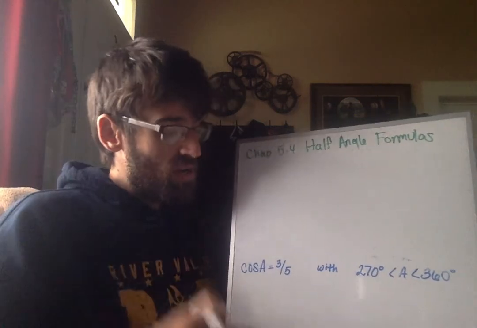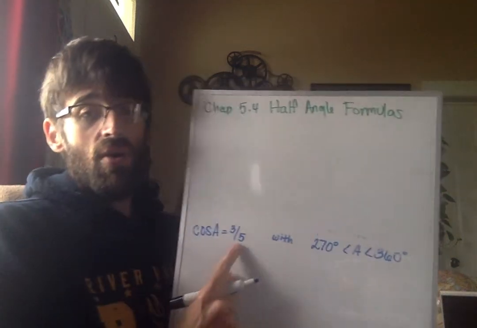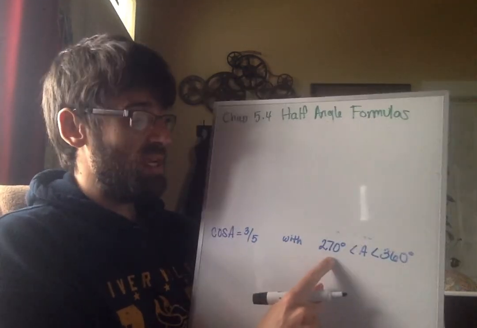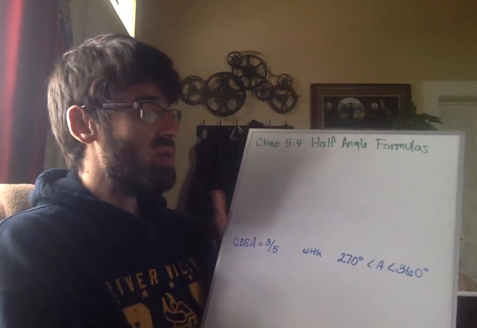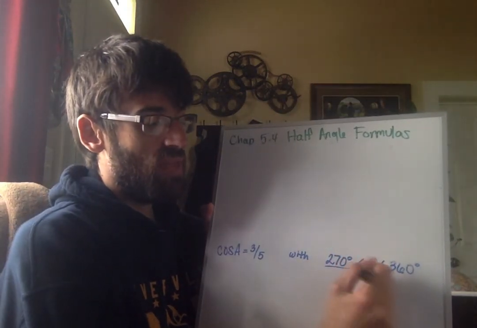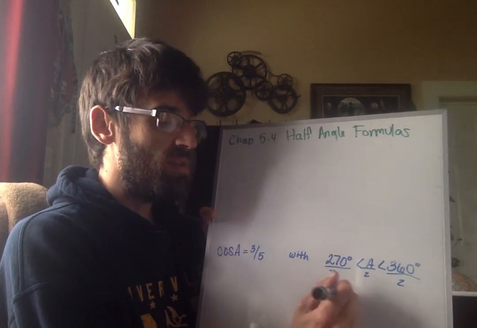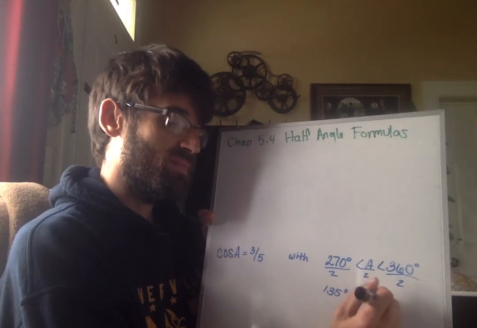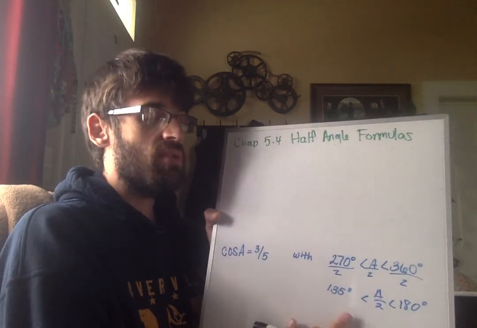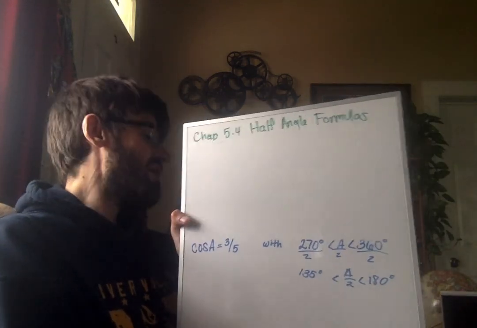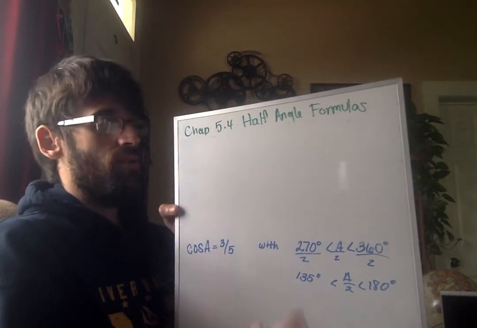So my first example is if cosine of A is 3/5 with A between 270 and 360. So that means it's in quadrant 4. So if A is between 270 and 360, when I find A over 2, it's going to be between 135 and 180. So I know this is going to be in quadrant 2. So if that angle is in quadrant 4, half of that angle is going to be in quadrant 2.